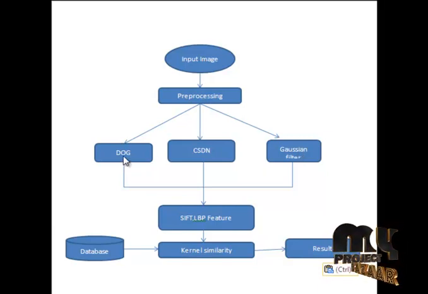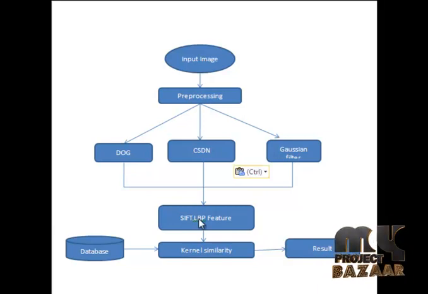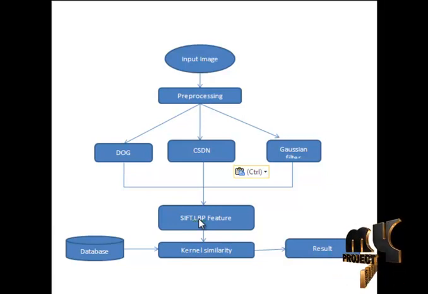Initially we identify the difference of Gaussians, CSDN, and the Gaussian filter techniques are applied. After identifying these images, it goes to the SIFT and LBP feature extraction methods. SIFT represents the scale invariant feature transform. It is an algorithm in computer vision to detect and describe local features in an image. For any object in an image, interesting points on the object can be extracted to provide a feature description of the object. This description, extracted from a training image, can then be used to identify the object when attempting to locate it in a testing image containing many other objects.